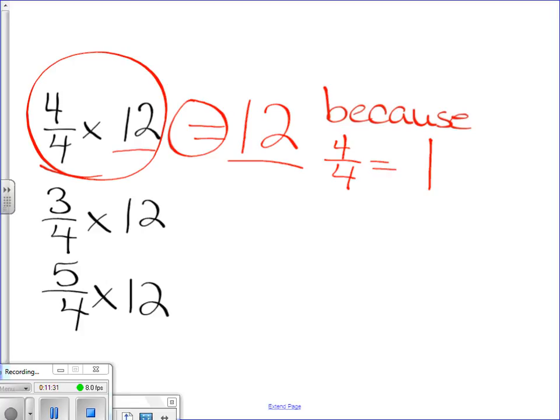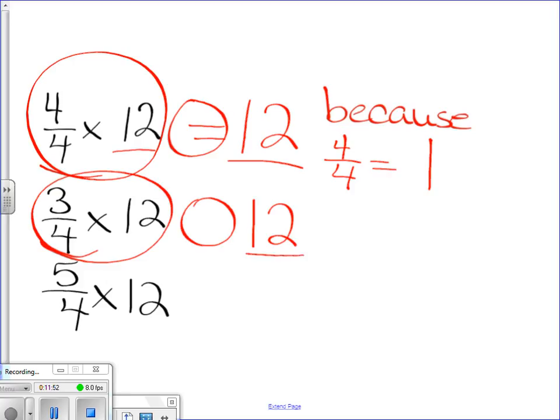3/4 times 12. If I'm comparing the product of 3/4 times 12, is it going to be bigger than, smaller than, or equal to 12? Based on what you know about this. It's going to be smaller because 3/4 is less than 4/4. It's going to get smaller because 3/4 is smaller than 4/4. So your answer is going to go down. It's going to get smaller because this is smaller than 1.